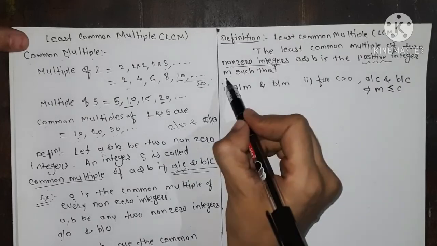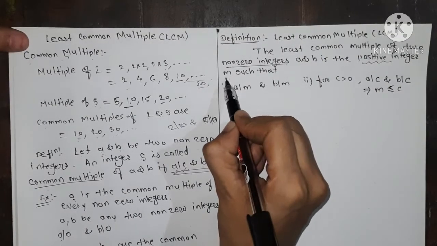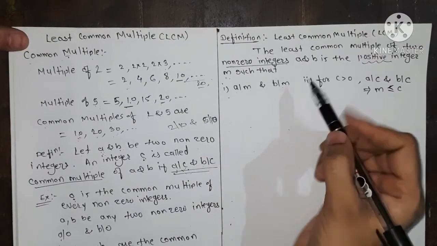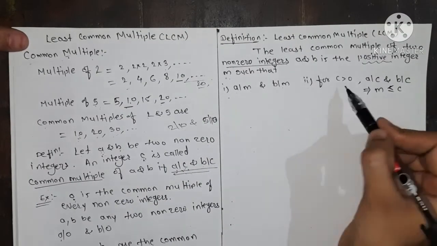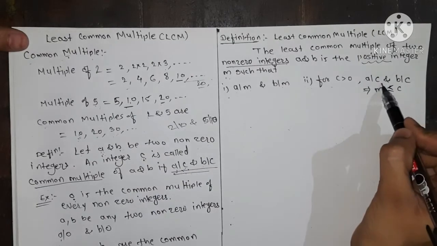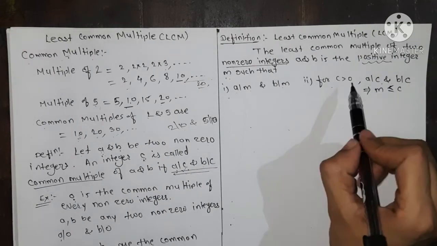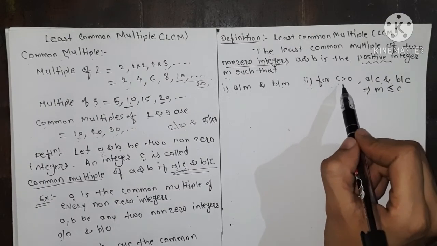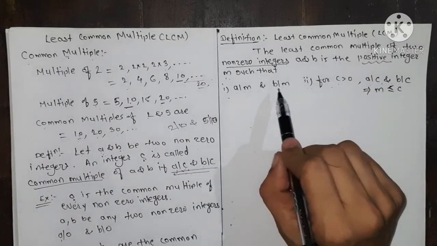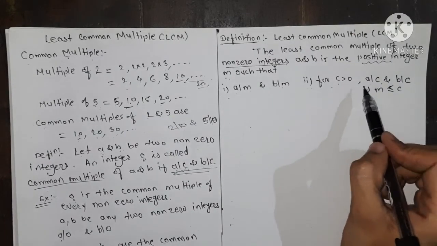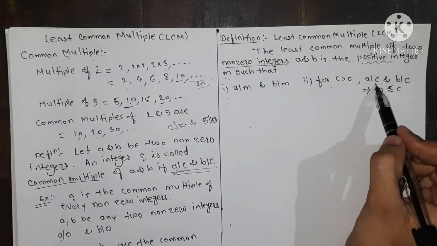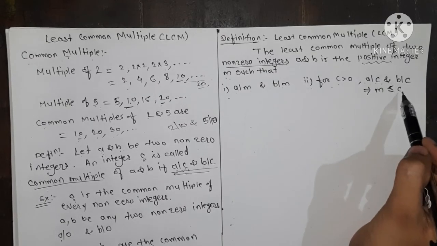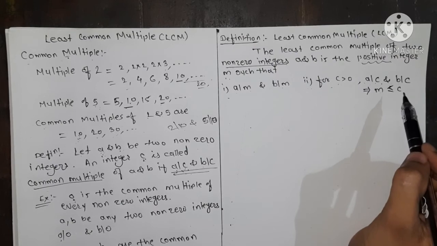So the least common multiple is a positive integer and it satisfies two conditions. First, we call this m the LCM if A divides m and B divides m. And second, for C greater than 0, if A divides C and B divides C, that is, if there is any other common multiple, then m is smaller than or equal to C.